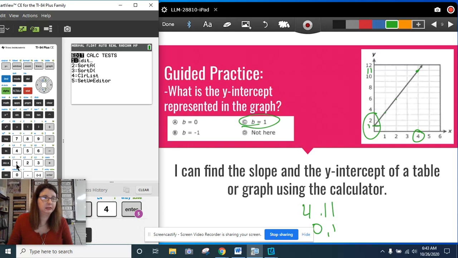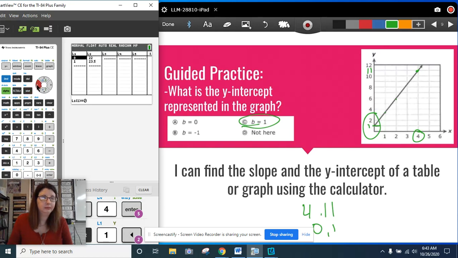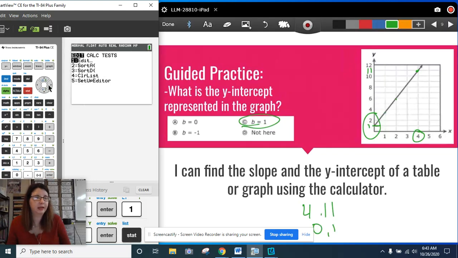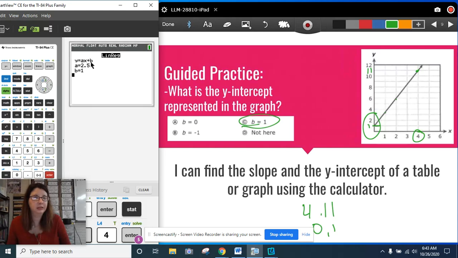So stat, enter, 0, 4, and 1, and 11. Now, Ms. Harrell, you didn't put those in exactly. No, I didn't, but my 4 is still side by side with my 11, and my 0 is still side by side with my 1. So I'm going to go to stat, move over to calculate, 4, enter, enter, enter, enter, enter. Yep, my y-intercept is at this one point.